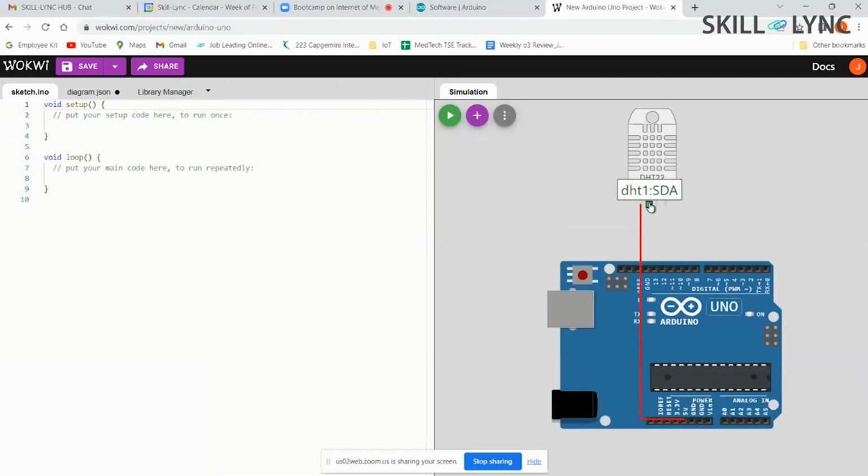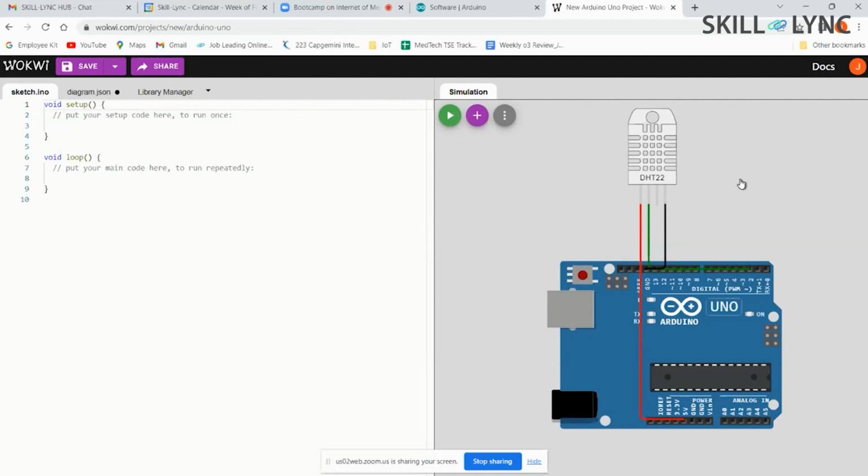The second pin is SDA, which is your signal pin. It is a digital pin, right? So I'm giving it to the second pin. Then the third pin is NC, so we will leave it. The fourth pin is ground, right? So I'm giving it to ground. Okay, that's all with the connection, guys.